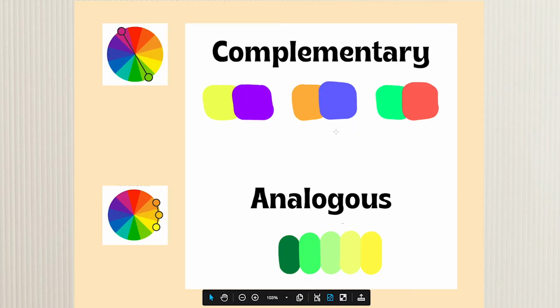And complementary is again, right, the opposite colors attract. So we've got yellow and purple, orange and blue, and green and red. And analogous is a bit of a weird one, but it's sort of like monochromatic. We can remember it by knowing that it is the three colors adjacent to each other. So it's always going to be three side by side.